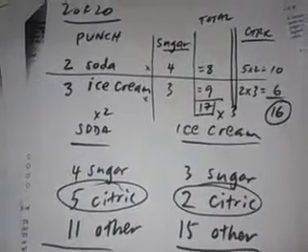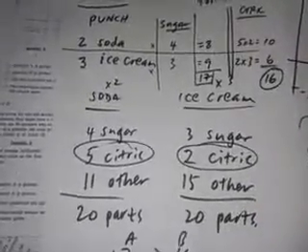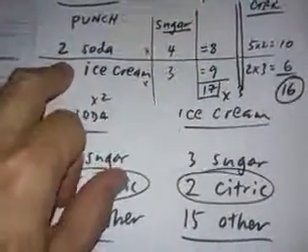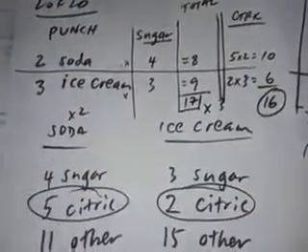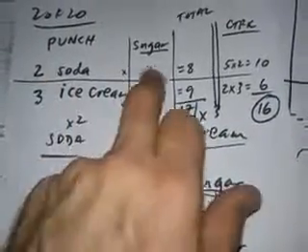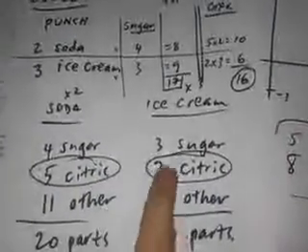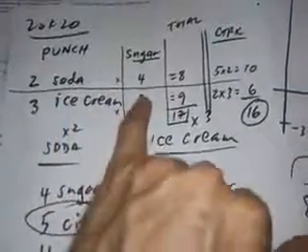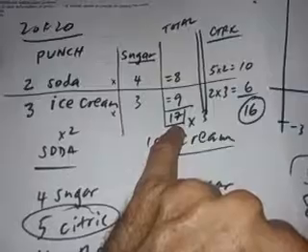What we're going to be doing is trying to figure out, are the parts of sugar in the punch more or less than the parts of citric acid in the punch? So the way to do this is just to say, if you have 2 parts of soda, 2 samples, and that has sugar in it, you go 2 times 4 is 8. 3 parts is ice cream, and the 3 of them, right? 3 of them are sugar. So that becomes 3 times 3 is 9. Add those together, you get 17.